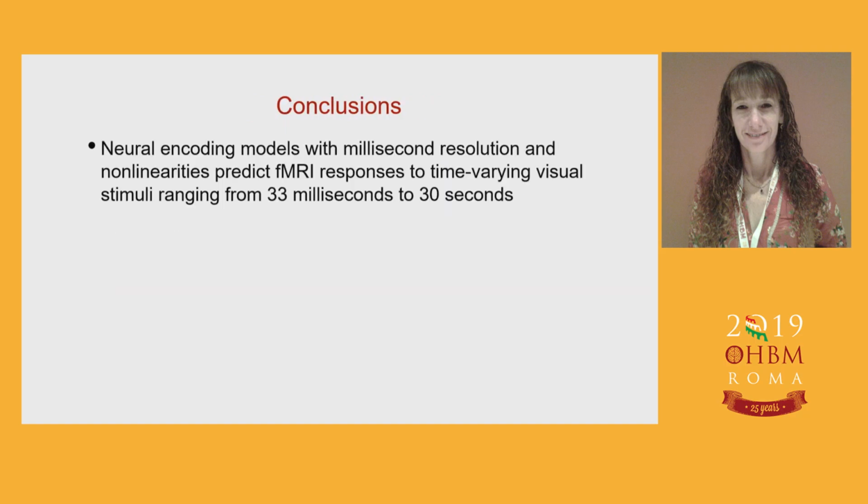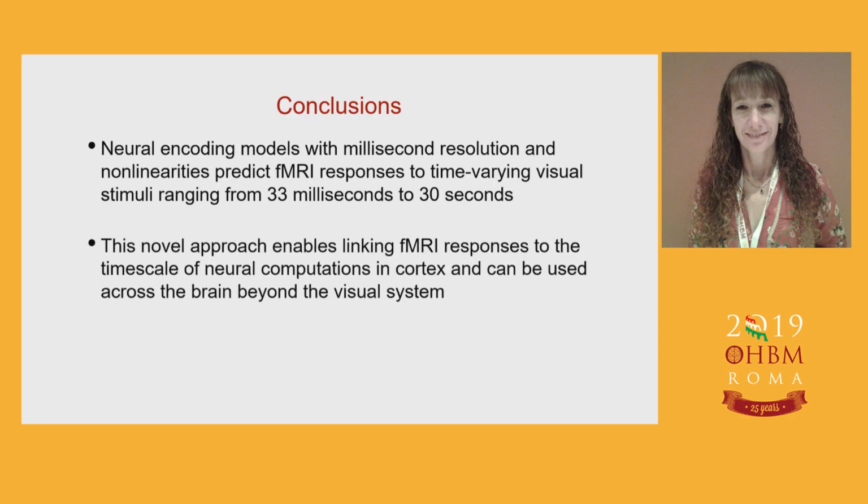So to conclude, I hope I've shown you that neural encoding models with millisecond resolution and neural nonlinearities can predict fMRI responses to a large range of temporal stimuli, ranging all the way from 33 milliseconds to 30 seconds. And critically, I feel that this approach is really important because it enables linking fMRI responses to the timescale of neural computation in cortex. And I concur with John that I think this kind of approach can be used across the brain beyond the visual system.